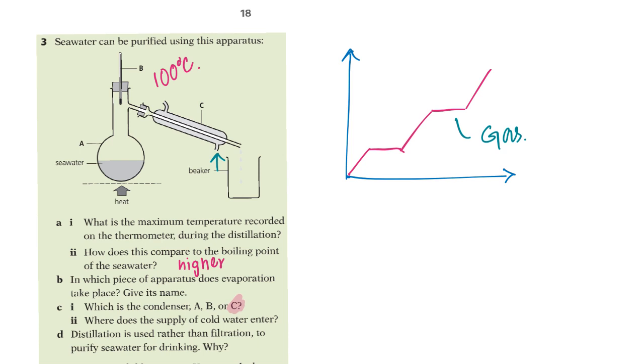Distillation is used rather than filtration to purify seawater for drinking. Why? Because salt is soluble and passes through the filter. It doesn't get filtered out. Well, yeah, because salt is soluble. Okay. Some of these questions are like, what? Well, let's move on.